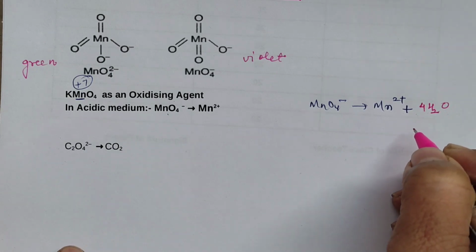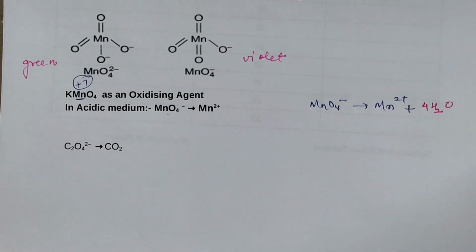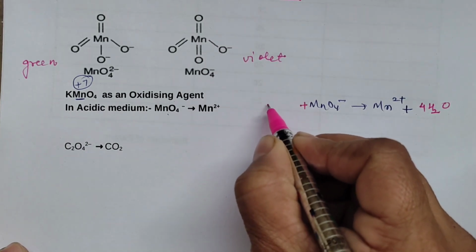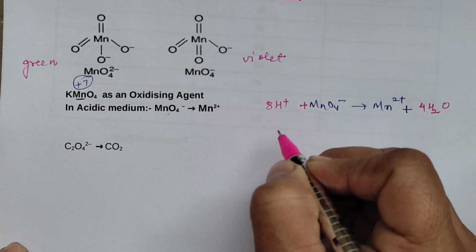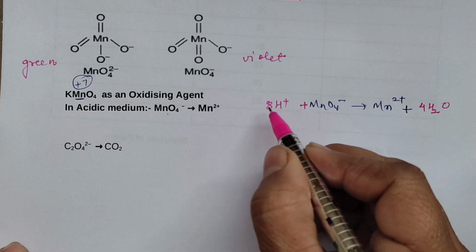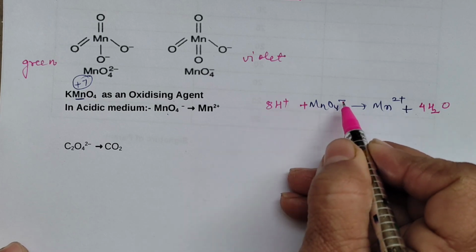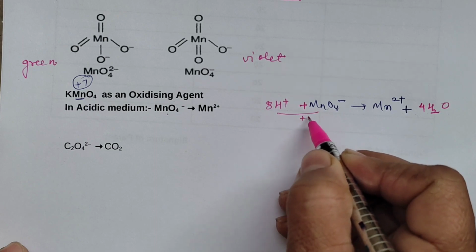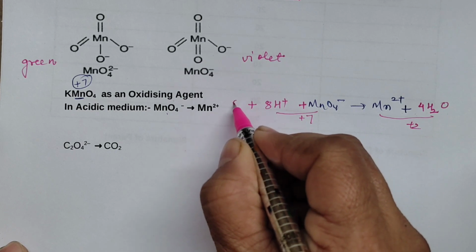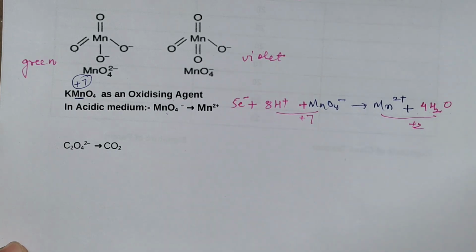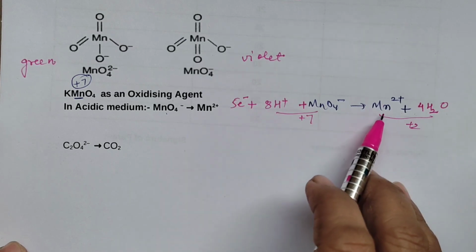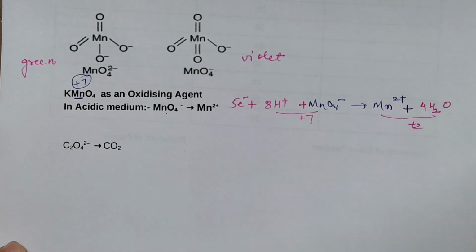After that, the next step is to balance hydrogen. We can balance hydrogen in the acid medium by adding H+, so 8 H+, because 8 are less on the left hand side. Then we balance charges. On the left hand side, the total charge comes out to be 8 minus 1, which is 7, plus 7 here, and on this side the charge is 2. So you will be adding 5 electrons on the left hand side. So your final equation is MnO4 minus plus 8H plus plus 5 electrons forms Mn2 plus plus 4 H2O.